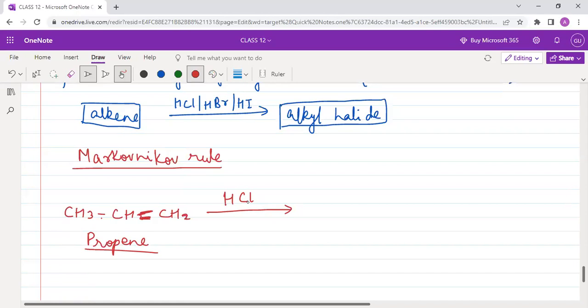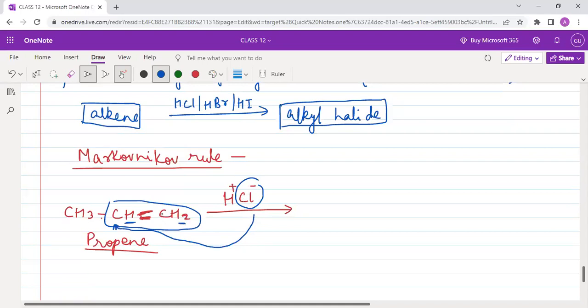So if we react it with HCl, you know that HCl is H plus and Cl minus, right? So Markovnikov rule states that the negative part of the adding molecule, so these are your adding molecules, HCl, HBr, HI, goes to that carbon atom which is having lesser number of hydrogen. So you have to see the doubly bonded carbon atoms. The negative part of the adding molecule will go to that carbon atom which is having lesser number of hydrogen. So it is having 1 and it is having 2.